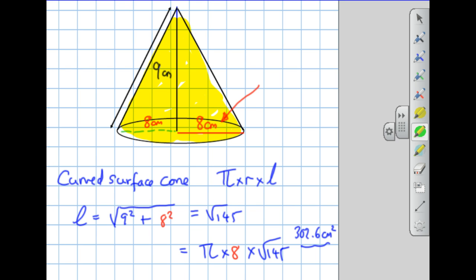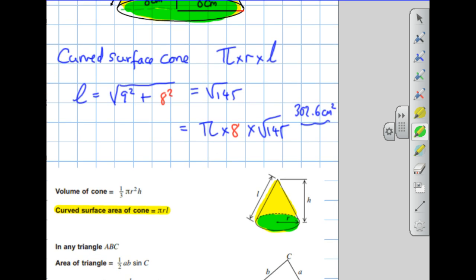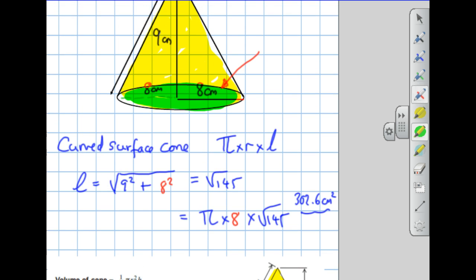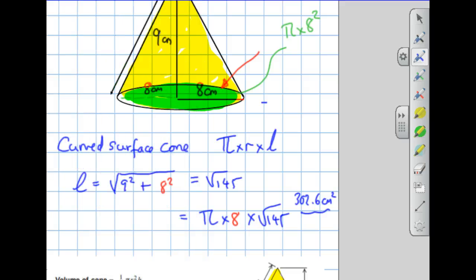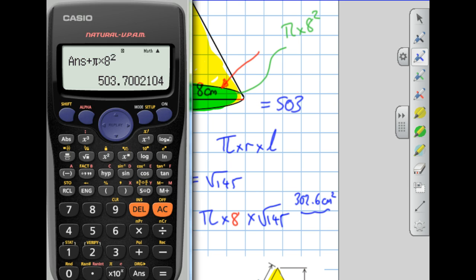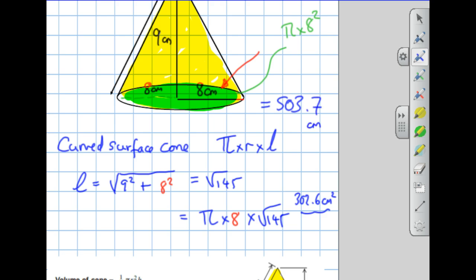But I haven't answered the question. If it asks for the total surface area of the shape as opposed to just the curved surface area, I'd also have to calculate the area of this circle and then add that on. So the area of the circle is going to be pi times 8 squared. So I'd add that to my previous calculations. That plus shift pi times 8 squared gives me the total surface area of the shape, which is 503.7 centimeters squared.